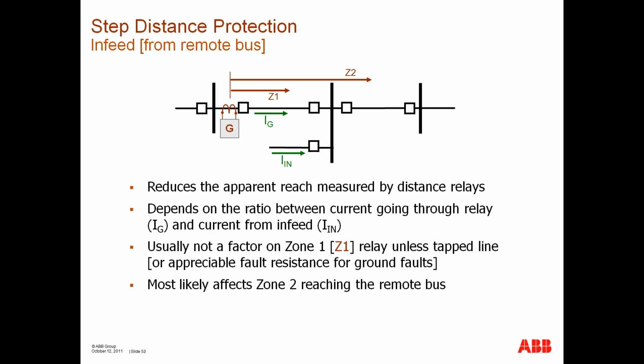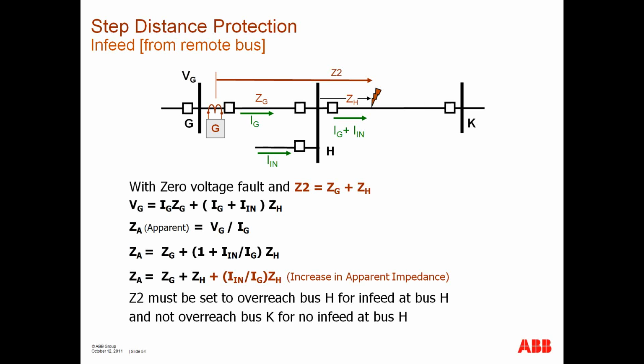One of the issues with step distance is in-feed from the remote bus. In other words, I have a fault condition, and I also, over on Zone 2, in this region right here, I get not only the fault current that's flowing through the relay, but I get in-feed from other sources to this point, which really affects the measurement in this region right here. And give you a little example here.